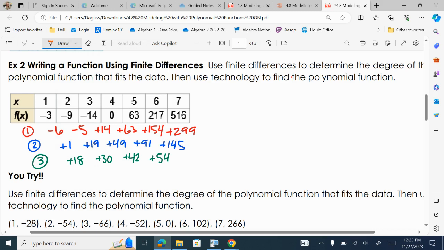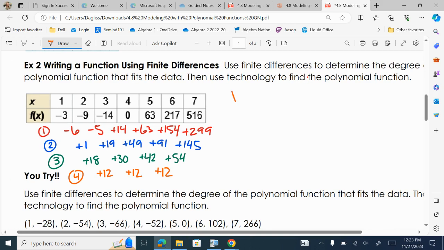What about 18 to 30? Like 12. How about 30 to 42? Somewhere around like 12. 42 to 54? Probably 12. Okay, so what's the degree of this function? 4. What does that mean? Our degree is 4 because our fourth difference was the same.